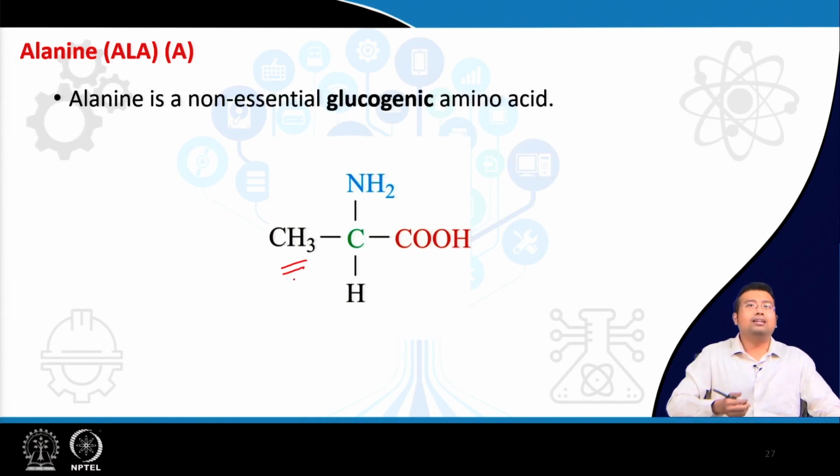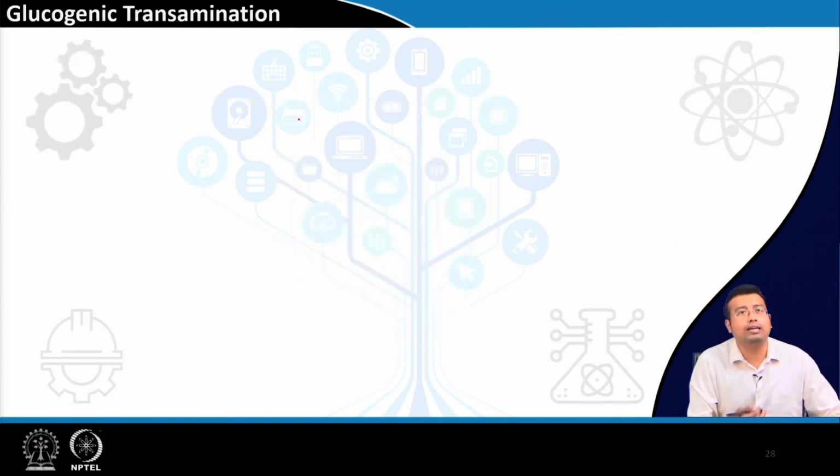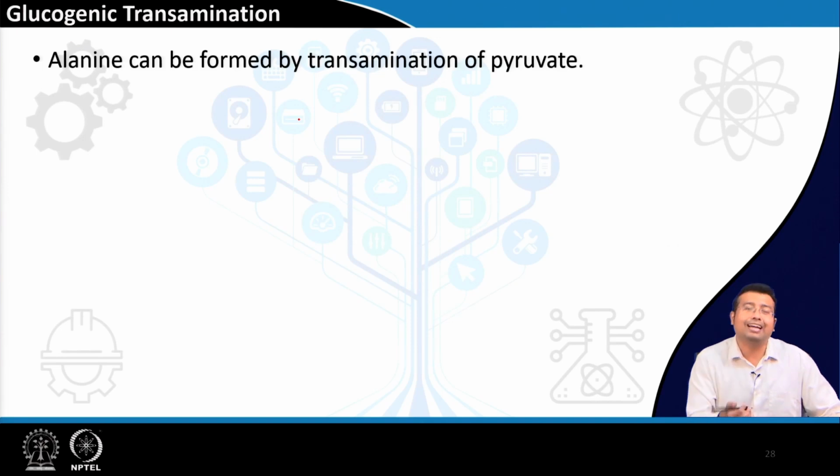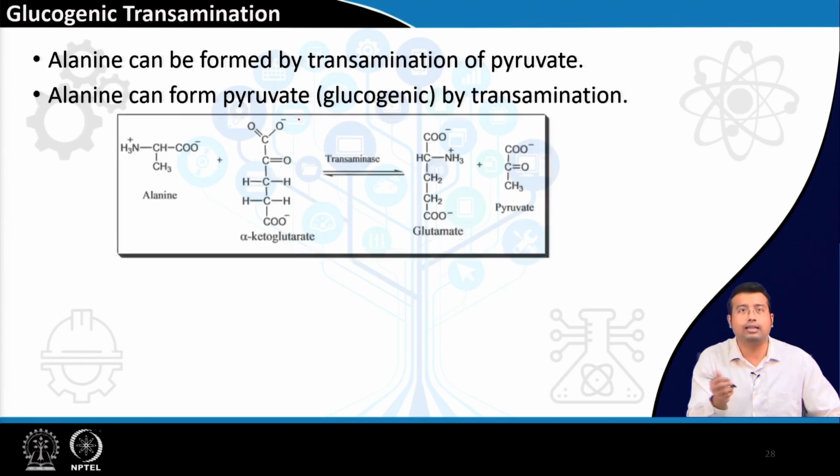So, alanine is a non-essential glucogenic amino acid. We already know by now how we can get alanine in the body. It can be synthesized by transamination of pyruvate, right. So, thus it is glucogenic. So, alanine can also form pyruvate, right. The reverse reaction can also happen.